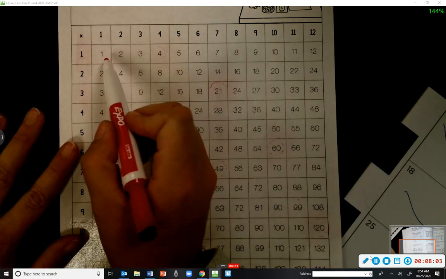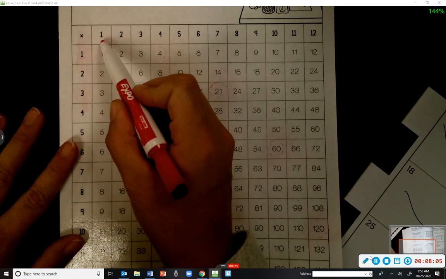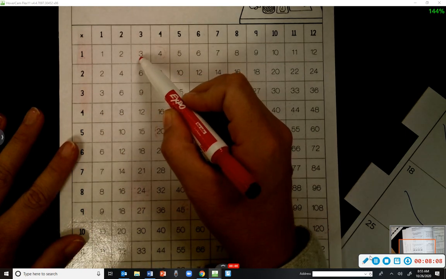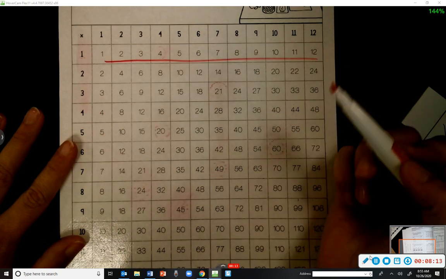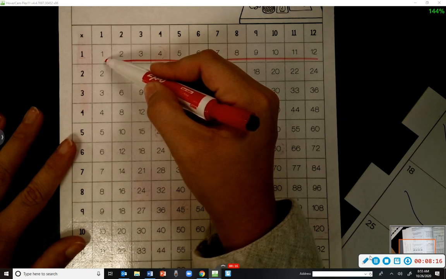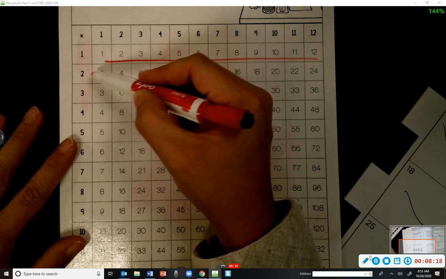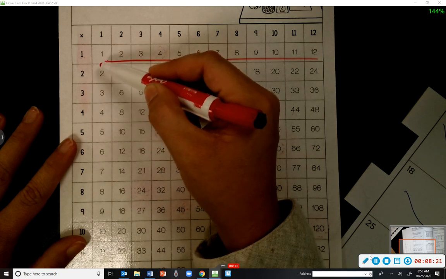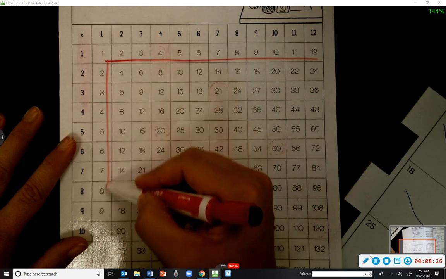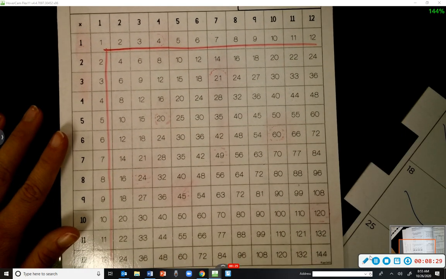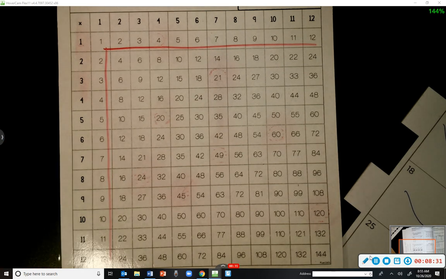So, you guys already know all of these facts. 1 times 1, 1 times 2, 1 times 3, 1 times 4, all the way across. And if you notice, it also goes down: 1 times 2, or 2 times 1, 3 times 1, 4 times 1, 5 times 1. Okay, so what's anything times 1? The same number. Not 1, but anything times 1 is going to be that number. And it's called the identity property. It keeps its identity. Okay?